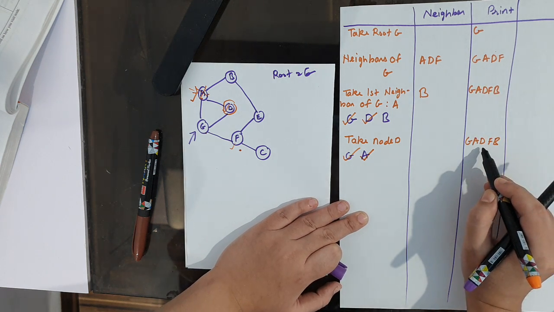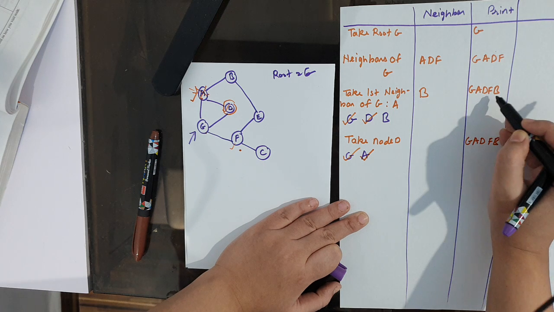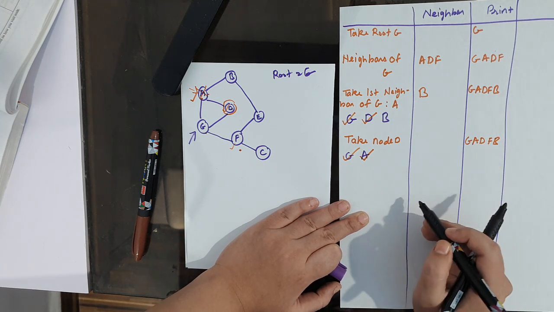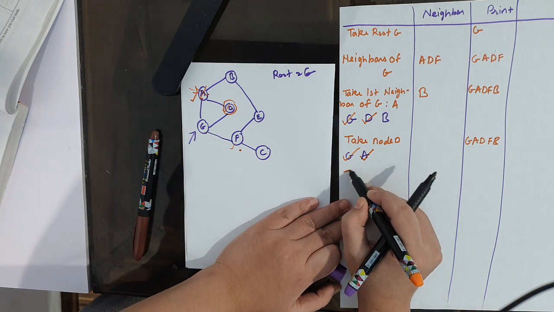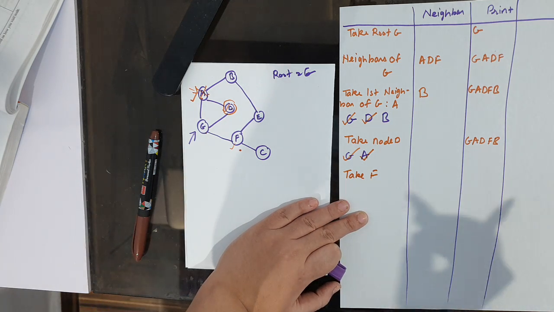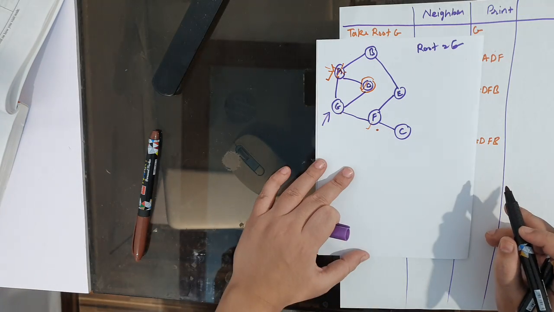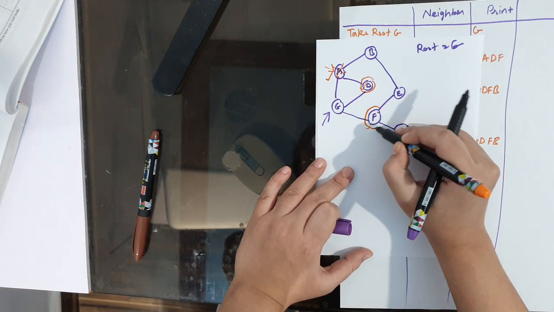After this, which is the next node in the list after D? The next node in the list is F. So we are going to consider F now. So take F and now explore the neighbors of F.